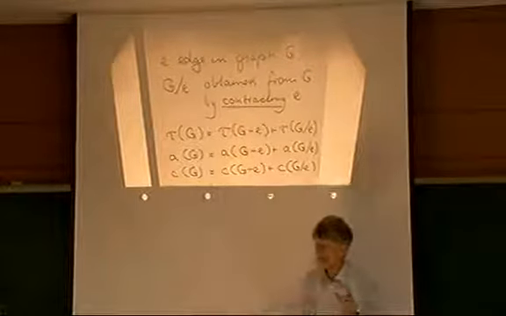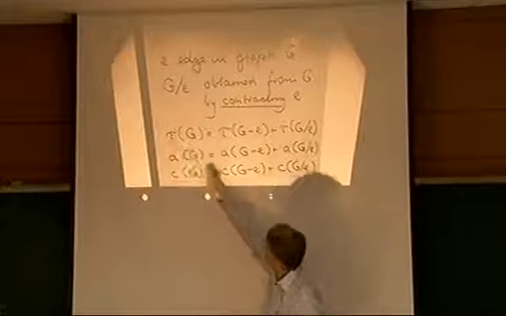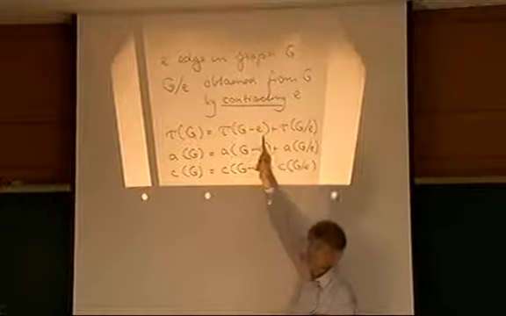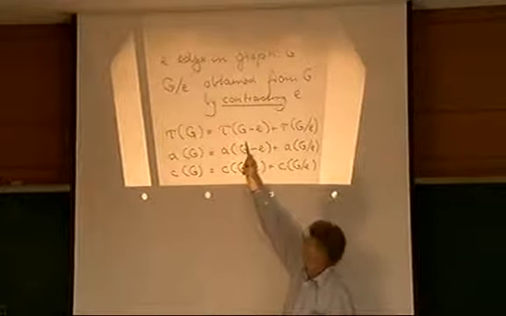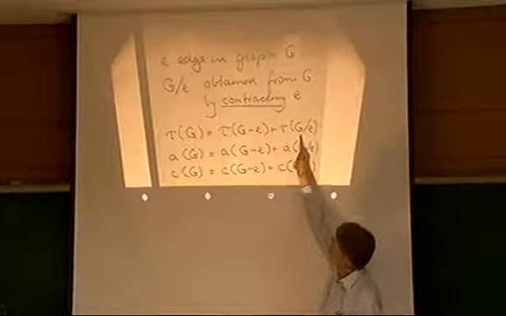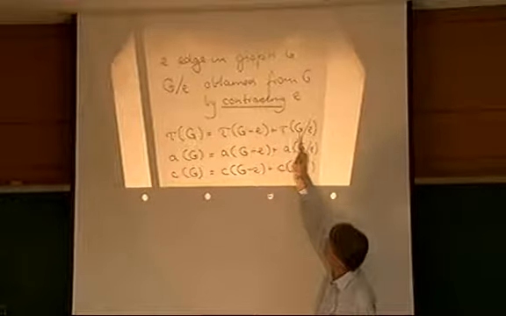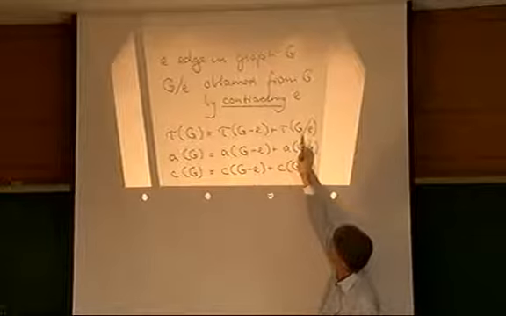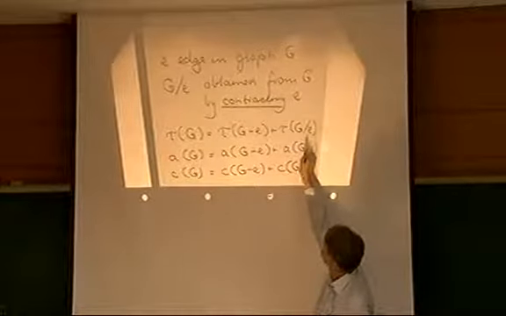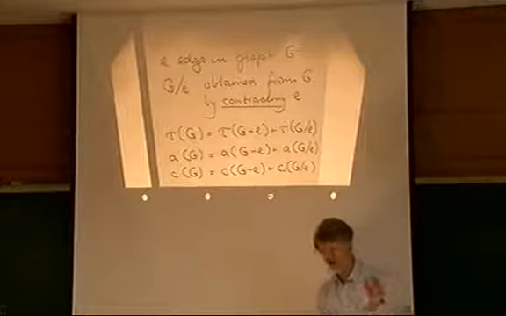I think you'll agree that there are two types of spanning trees. If you take an edge E, then there are those spanning trees which do not contain the edge E, and that's this number. And then there are those spanning trees which do contain the edge E, and that's also the same as the number of spanning trees obtained by identifying the ends of E, or contracting the edge E.